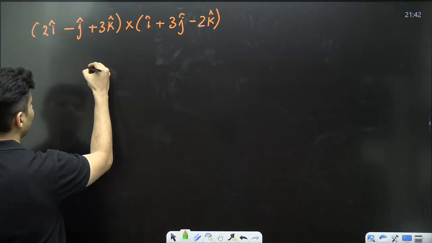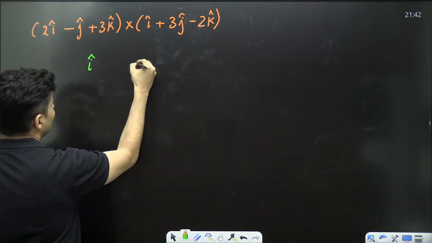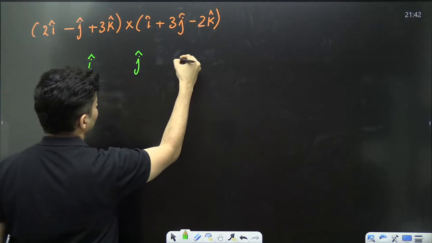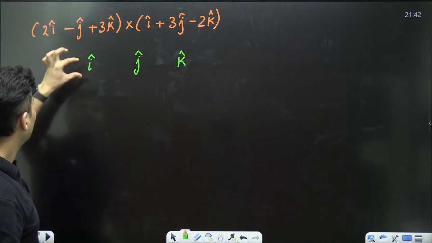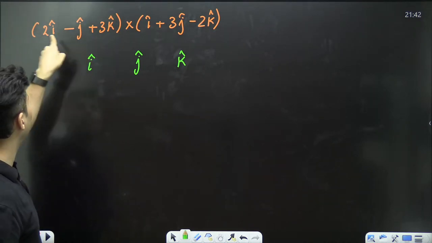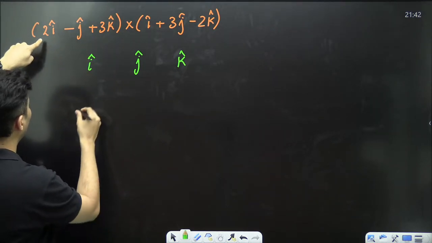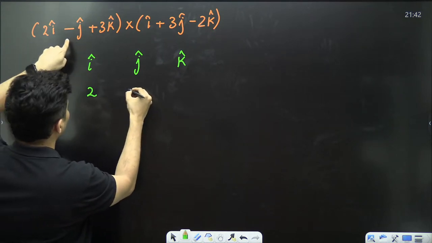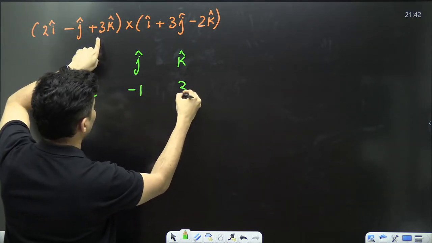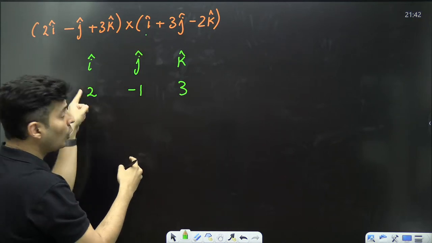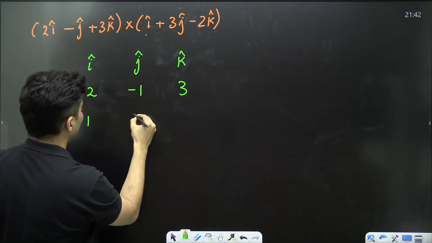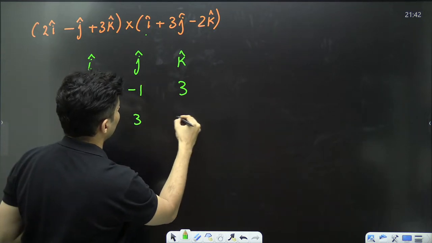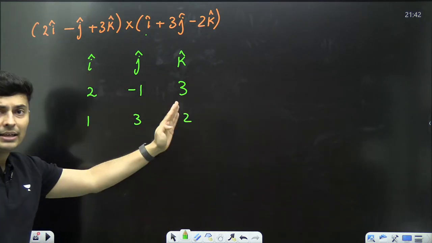What is the process? First, write I cap. It's like determinants and matrices, guys. I, J, K. Below I, put the first numbers, the components: 2, minus 1, 3. Then the next vector. Go in order, guys. So I cap's coefficient is 1, J cap's is 3, and K cap's is minus 2. Everybody done till this point?